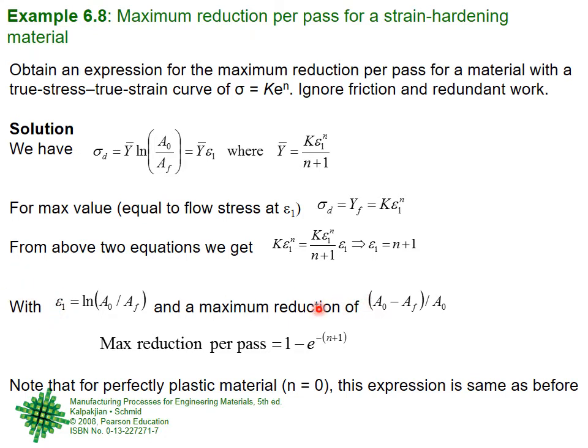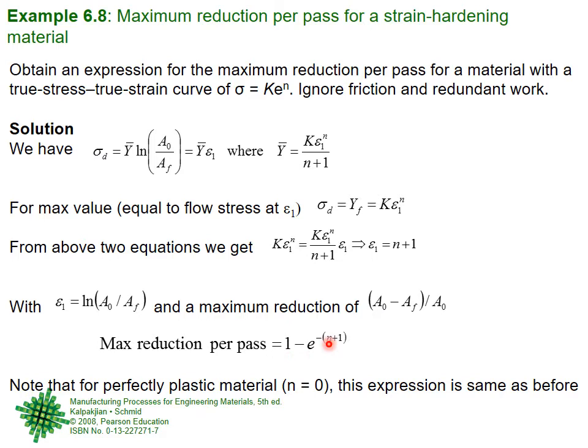So that is it. Maximum reduction per pass is (A0 minus Af) upon A0, which is equal to 1 minus Af upon A0, and Af upon A0 is 1 upon A0 upon Af, which you find from there by taking e raised to this. So here we find 1 minus e raised to minus (n plus 1) from here, right? So this you can do very easily. So this you have now found that the maximum reduction per pass for a material which has a strain hardening rule is this much, right?